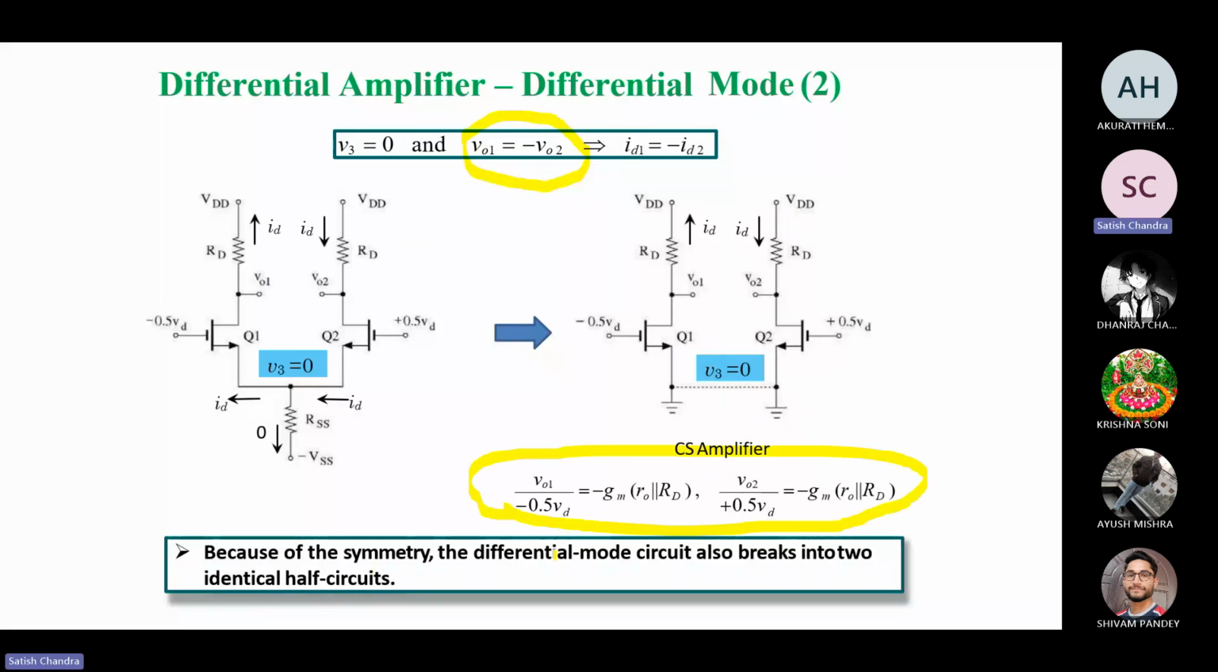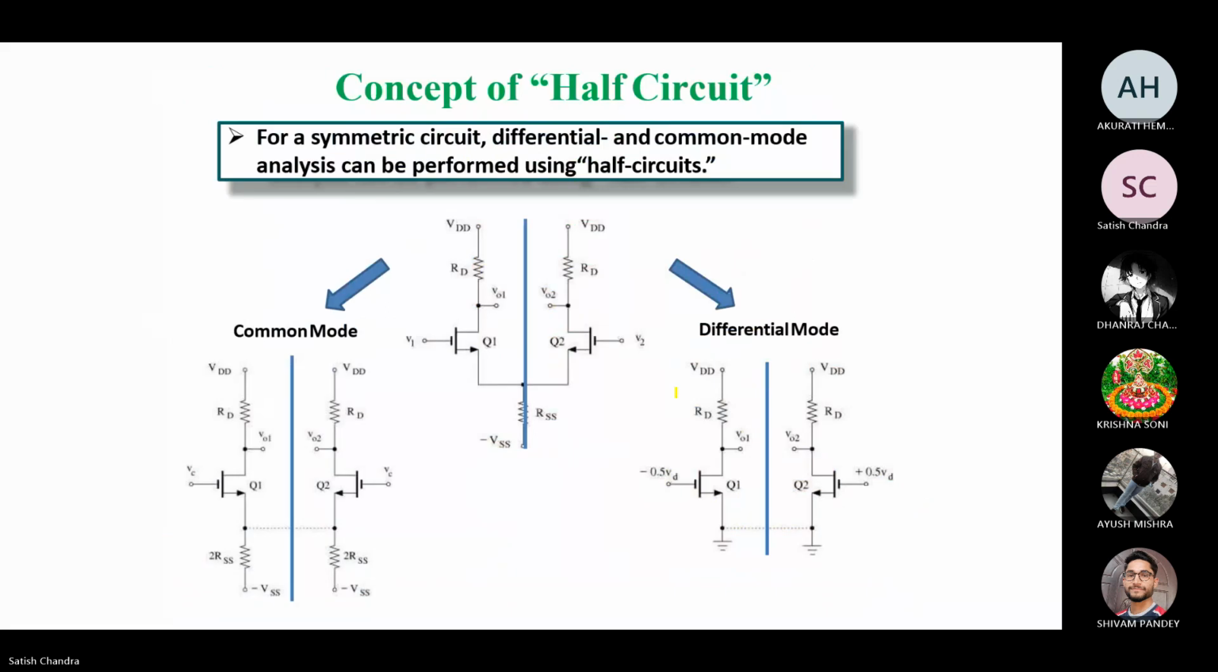Because the symmetric differential mode circuit also breaks into two identical half circuits in this format. Check it out: whenever you are making a half circuit, you need to check the differential mode and the common mode, and depending on that, we'll see that the resistance value is basically changing. So this is how we have converted a half circuit for the case of the common mode and differential mode.